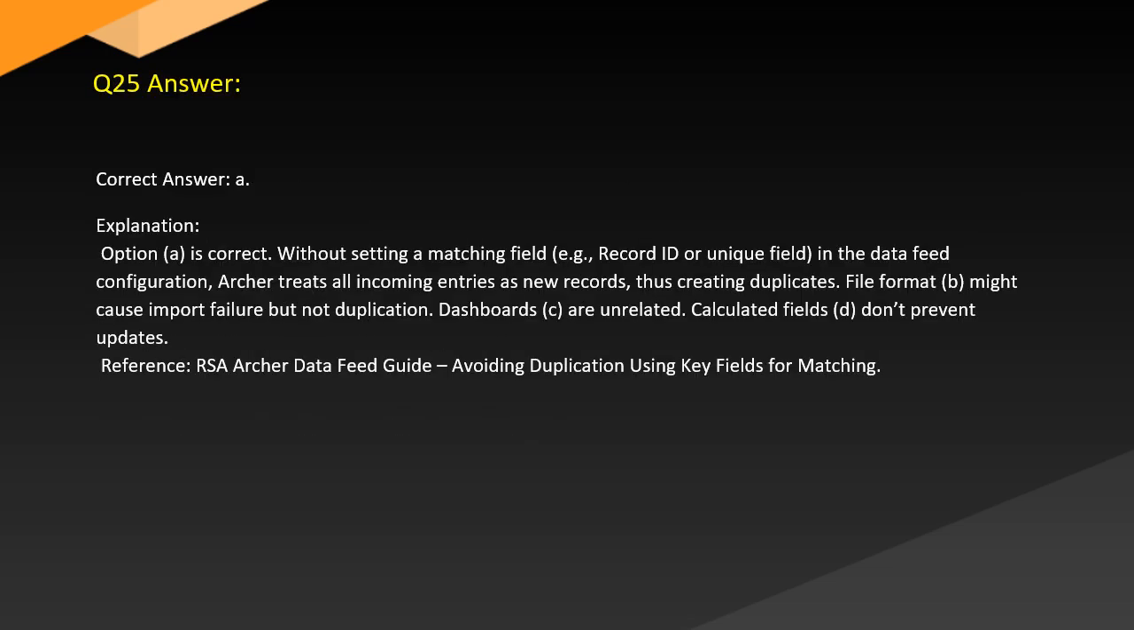Answer. Correct answer A. Explanation. Option A is correct. Without setting a matching field, e.g. record ID or unique field in the data feed configuration, Archer treats all incoming entries as new records, thus creating duplicates. File format B might cause import failure but not duplication. Dashboards C are unrelated. Calculated fields D don't prevent updates. Reference: RSA Archer data feed guide, duplication using key fields for matching.